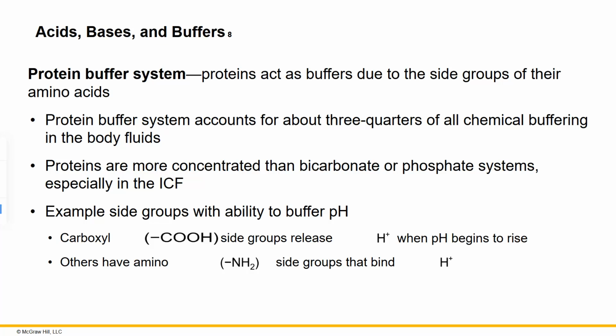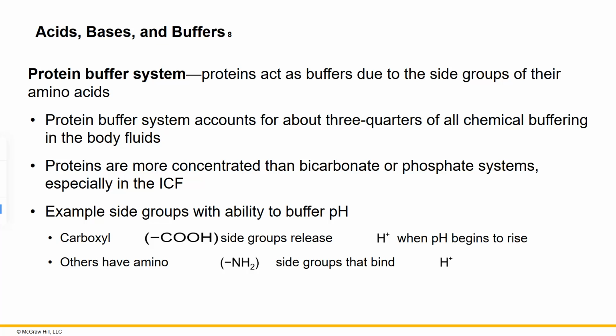Then we have the protein buffer system. Proteins act as buffers due to the side groups of their amino acids. The protein buffer system accounts for about three-quarters of all chemical buffering in the body fluids. Proteins are more concentrated than bicarbonate or phosphate systems, especially in the intracellular fluid.